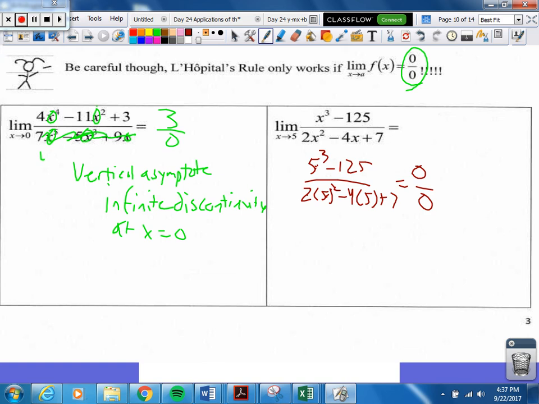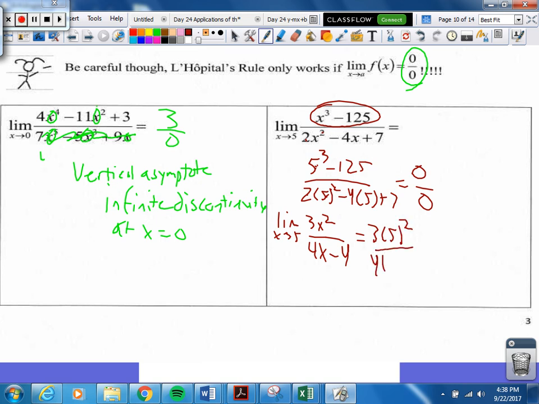So what we're going to do is use L'Hopital's rule. Limit as x approaches 5. What's the derivative of my numerator? 3x squared. What's the derivative of my denominator? 4x minus 4. Now plug in 5: 3 times 5 squared over 4 times 5 minus 4 equals 75 over 16. Let's leave it like that. There we go. Done.